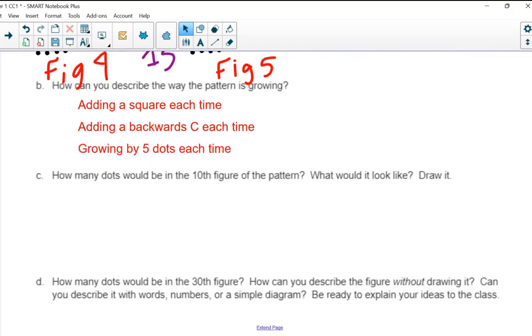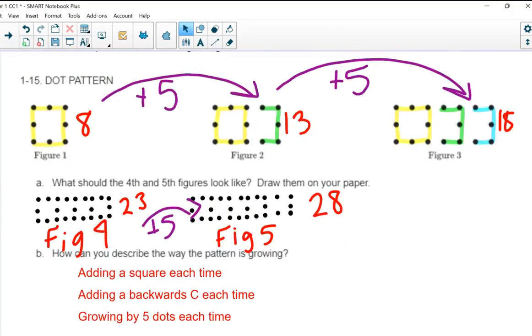How many dots would be in the 30th figure? Do you really want to have to sit there and draw out 30 of these figures? And I'll tell you, on our test in chapter 1, I believe it asks you to tell me how many dots are in the 100th figure. Do you want to sit there and draw this out 100 times? No, you have way better things to do.